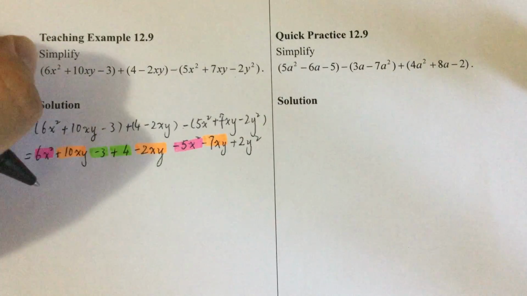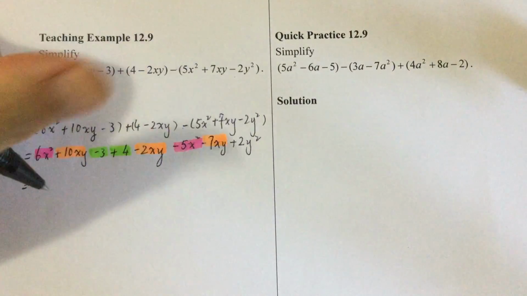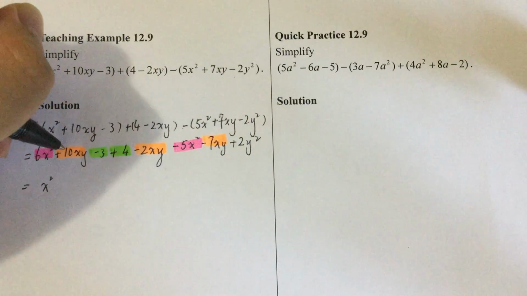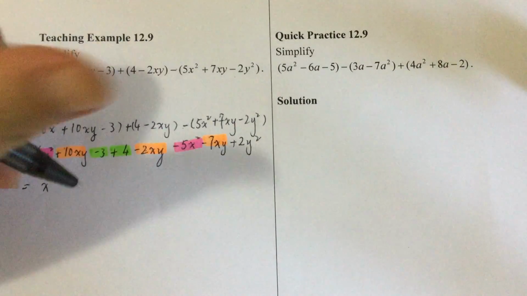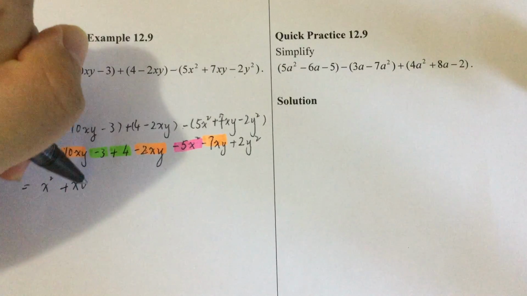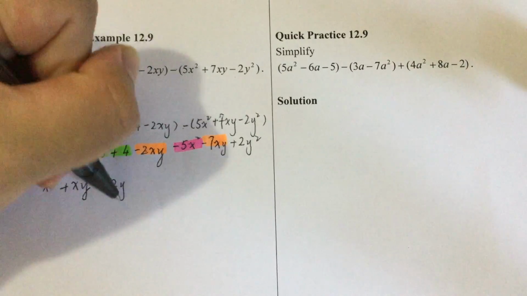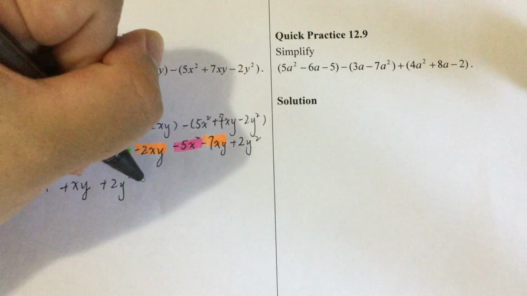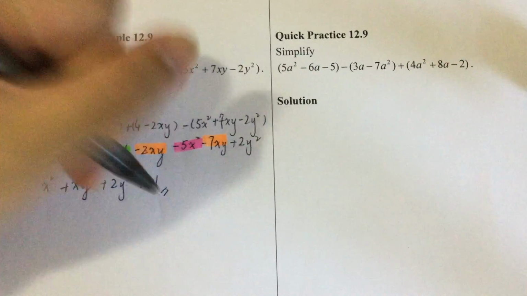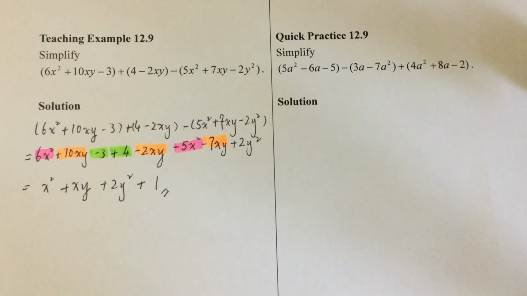So let's do it one by one. 6x squared minus 5, this is x squared. 10 minus 2 minus 7, so this is 1 again, xy. Plus 2y squared, and then the number, negative 3 plus 4 is plus 1. So we finished the calculation for teaching example 12.9.